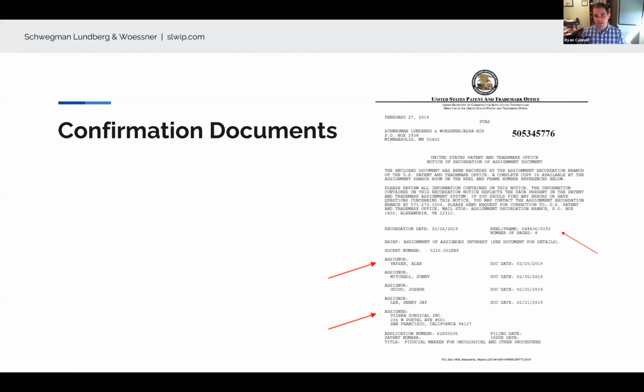This is the output from the patent office. Once you do record your assignment with them, this is publicly available for anyone to search, and you can track the transfer of the patent between inventors and entities, and between entities as well.